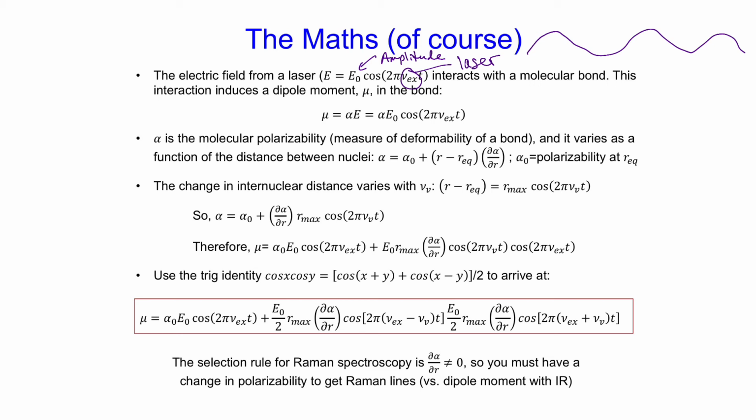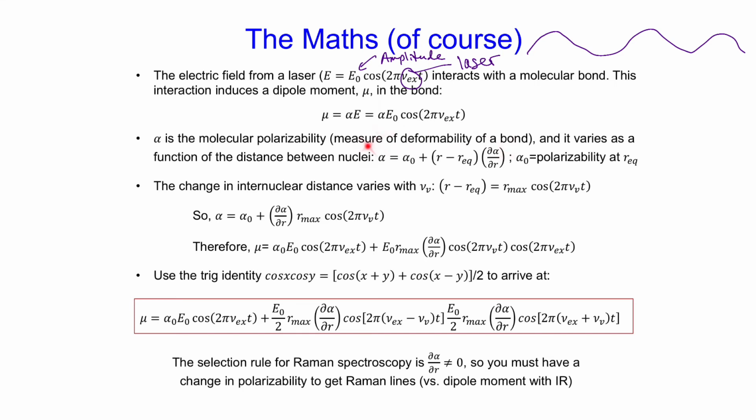So it's a little bit more of a flexible parameter than we would have for looking for a permanent dipole moment per se. We can a little bit more easily deform our bonds even if we don't have a permanent dipole moment. So that molecular polarizability is going to vary as a function of the distance between our nuclei, so it's going to change when our molecule vibrates.